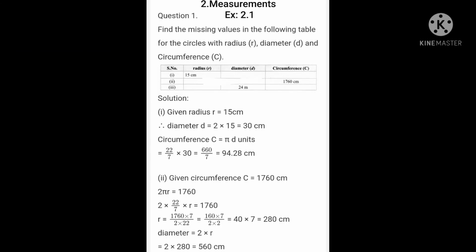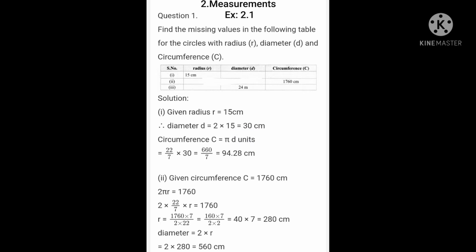Exercise 2.1, first problem. Find the missing values in the following table for the circles with radius r, diameter d and circumference c. The first question, radius is 15 centimeter is given. We are going to find diameter and circumference. You know well, diameter is equal to 2r. So first we have to find diameter using 2r. So d is equal to 2 into r, so 2 into 15 is equal to 30 centimeter.